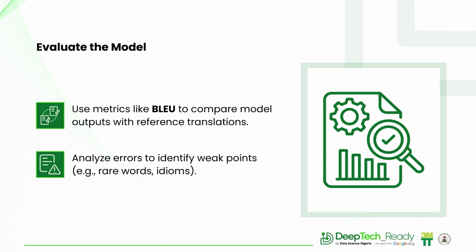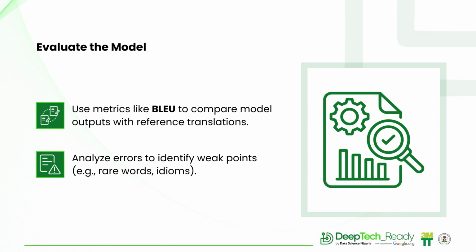However, BLEU alone doesn't give us the full picture, so it is important to also analyze the errors the model makes. For example, the model might struggle with rare words or idiomatic expressions, which are often not well represented in the training data. So by looking at where the model fails, we can identify weak points in the learning and then understand where further improvements can be made. For example, improving vocabulary coverage or fine-tuning on specific types of sentences.